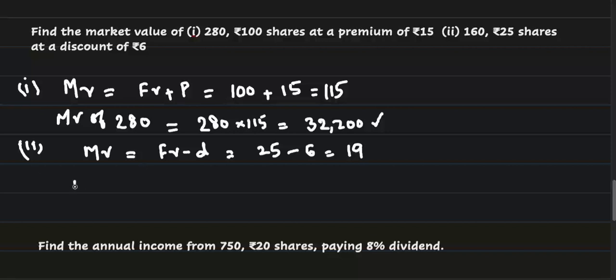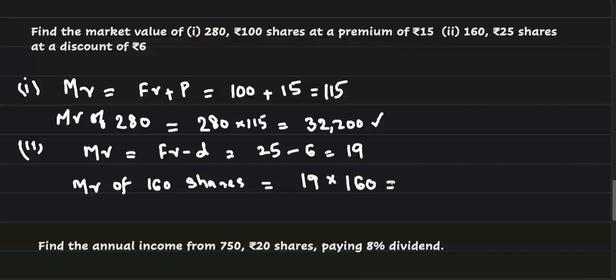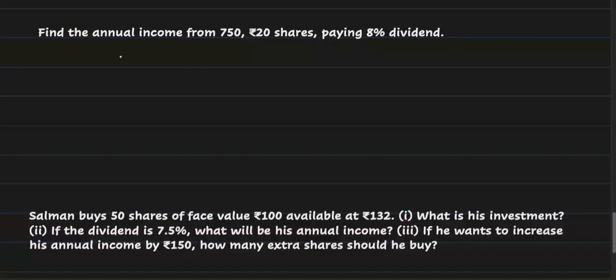What will be the market value of 160 shares? Market value of 160 shares is equal to 19 multiplied by 160. So you will get 3040. So this is the market value of your shares, 3040 rupees. Okay, understood? Simple. Moving on: find the annual income from 750 shares of 20 rupees paying 8% dividend.